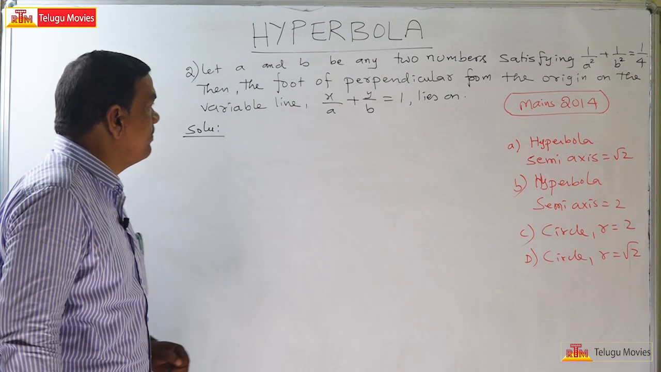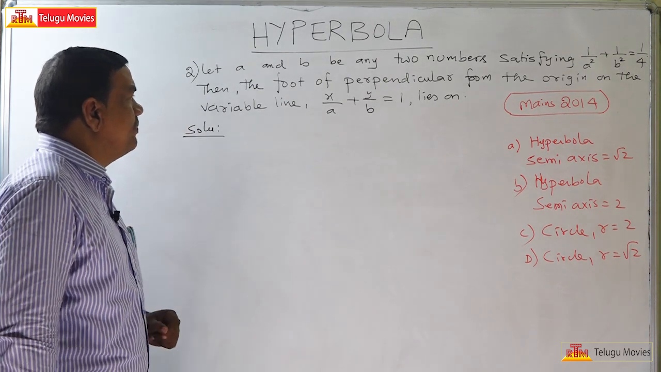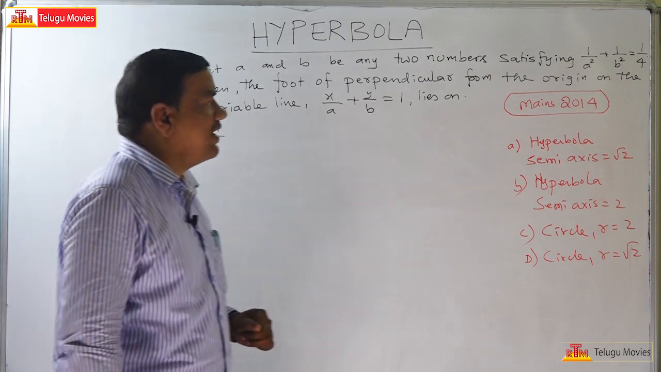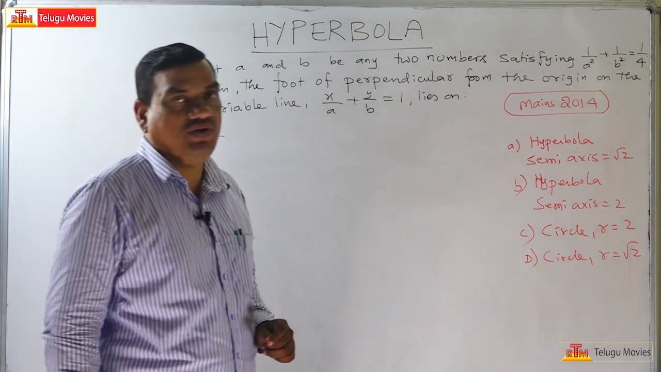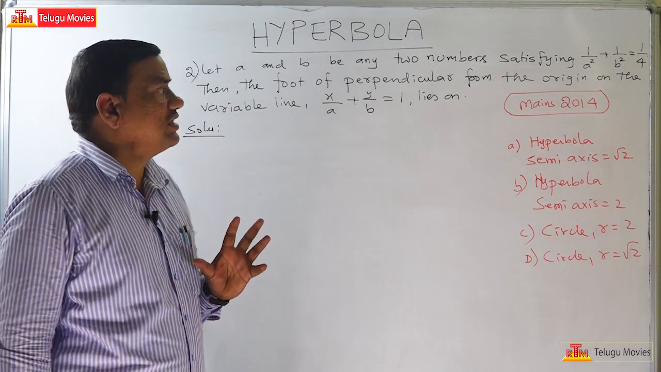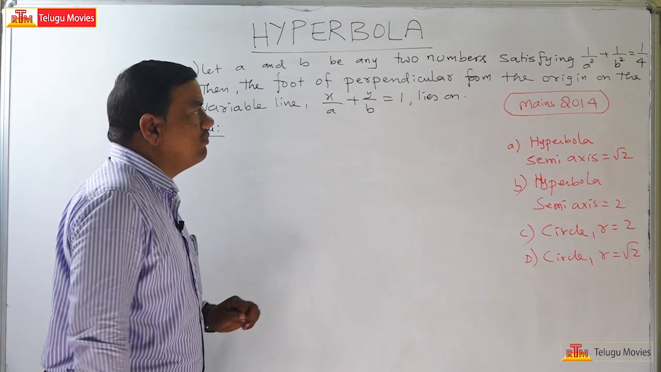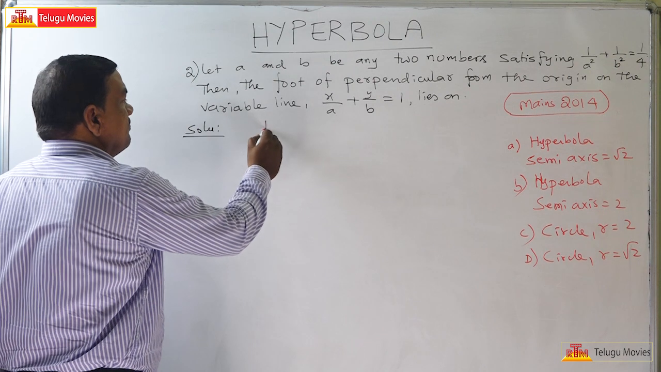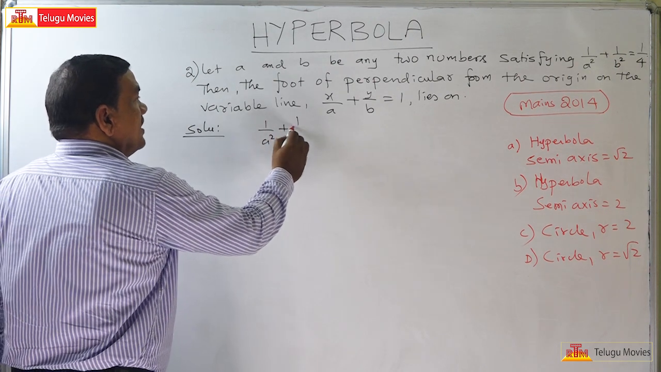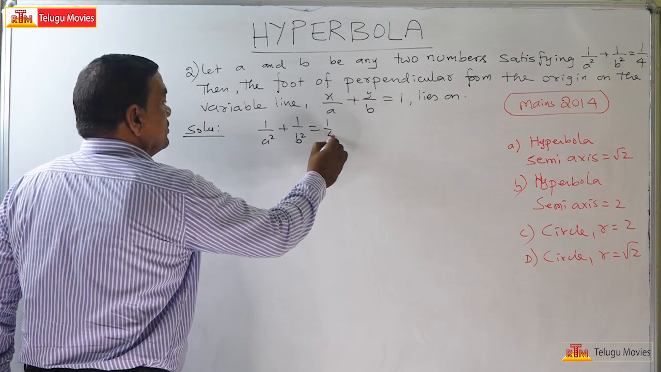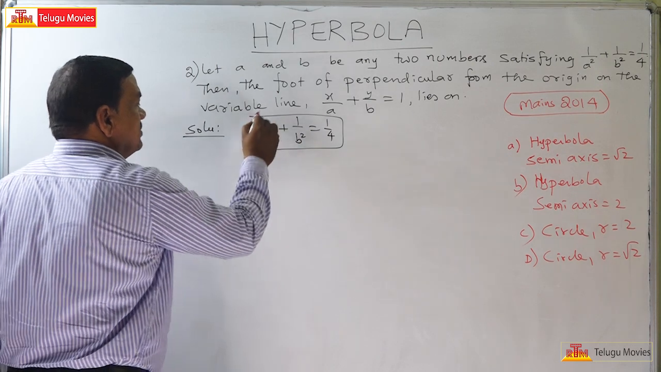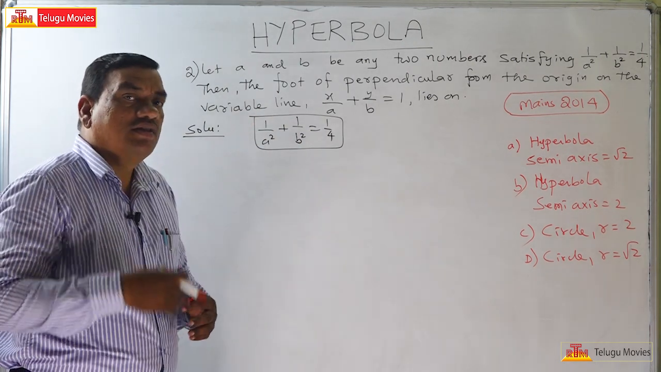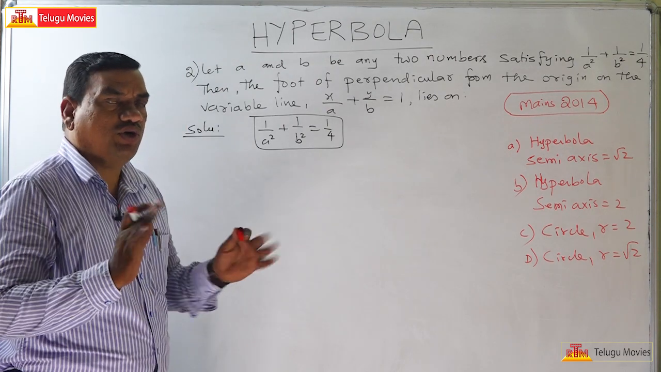So here the problem is: let a and b be any two numbers satisfying 1 by a square plus 1 by b square is equal to 1 by 4. So there are two numbers that satisfy that equation, 1 by a square plus 1 by b square is equal to 1 by 4. This is the first information. That means wherever you get 1 by a square plus 1 by b square, you can substitute 1 by 4.